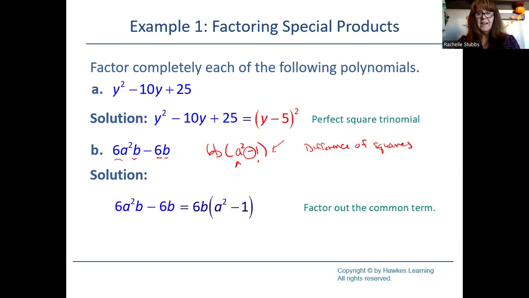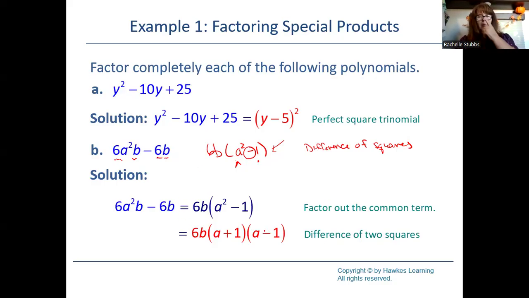They factor out that, and now they notice they factored out the 6b, which is our GCF, and then a squared minus 1 factors into a plus 1, a minus 1. So what if I didn't really recognize that? Well, could I use that old standby X? Sure, let's watch and see how it is.